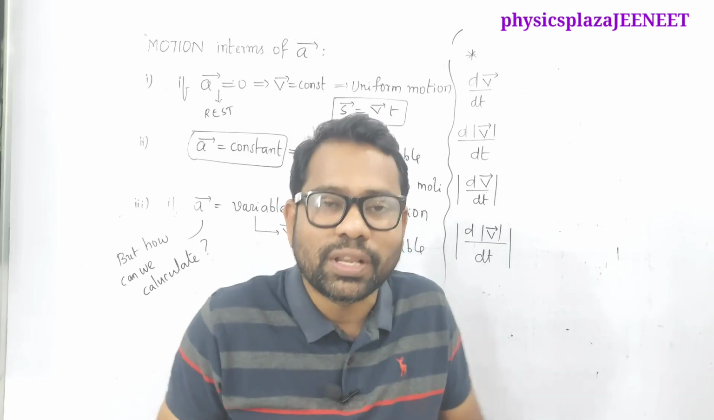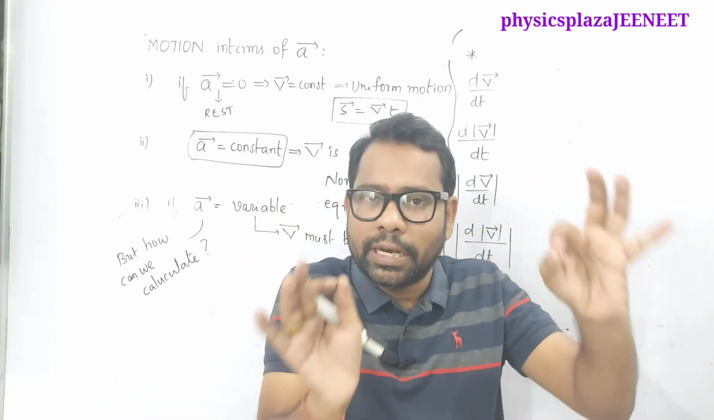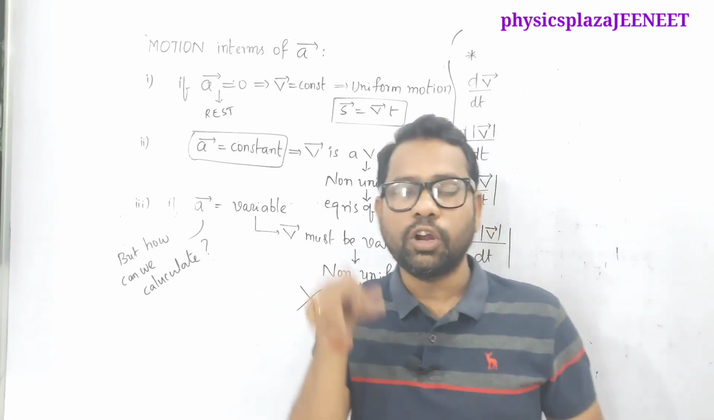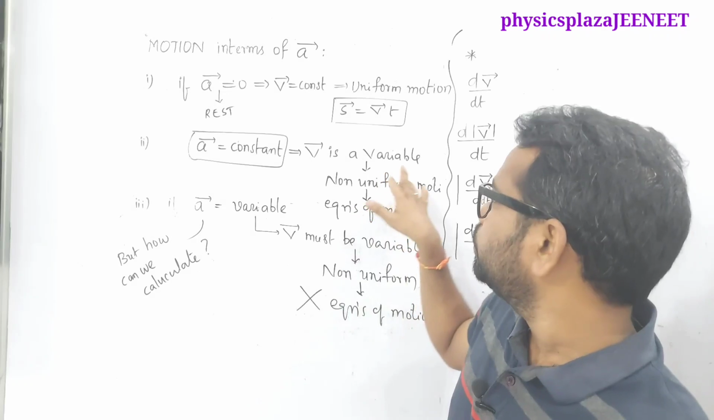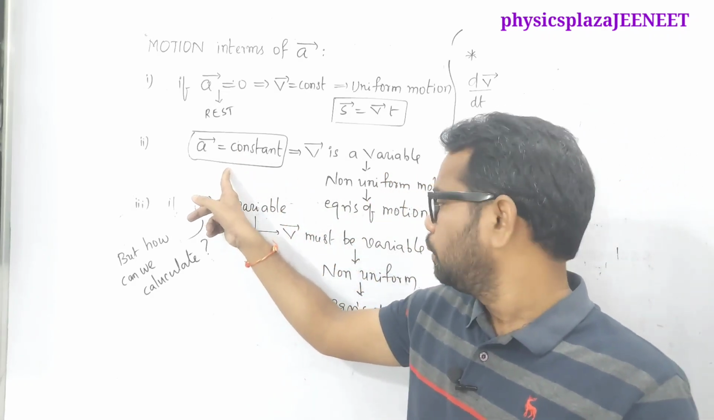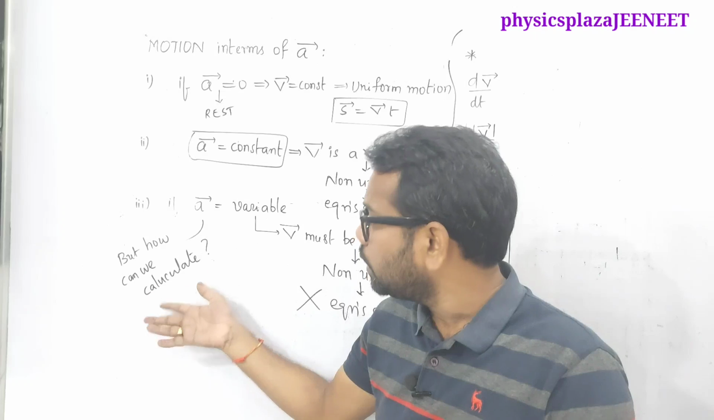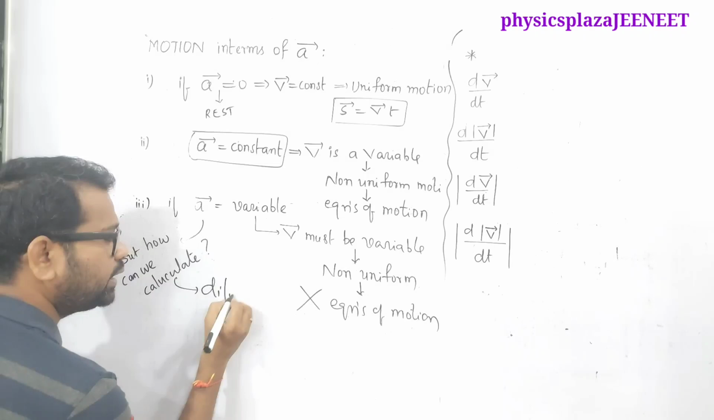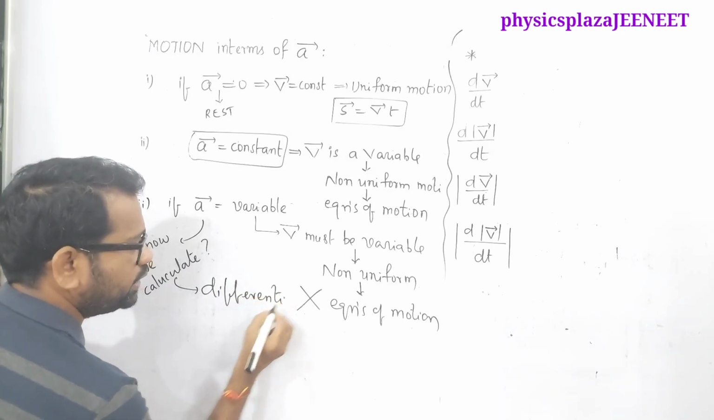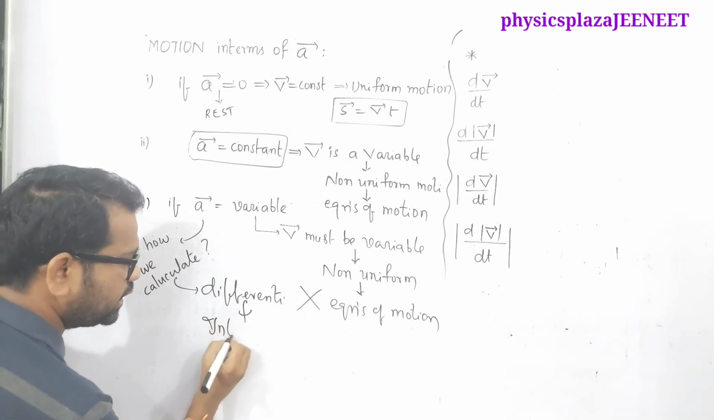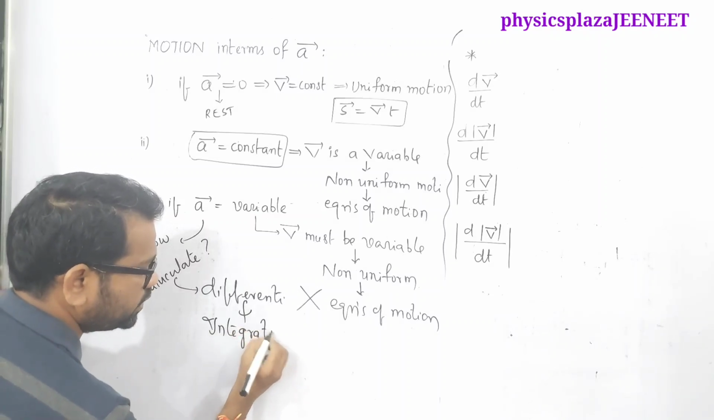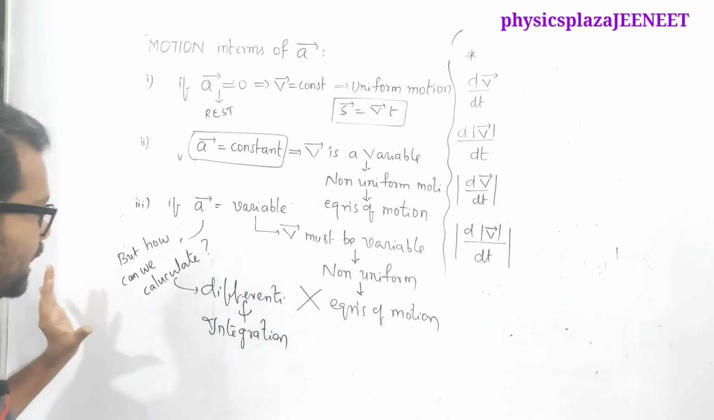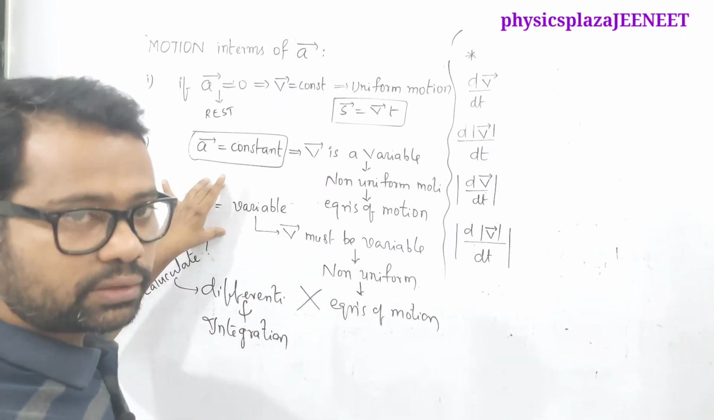Sir, why can't we use them? Because equations of motion are derived only for an object moving with a uniform acceleration. Here acceleration is variable, so equations of motion are not valid. With equations of motion we can calculate acceleration, but here how can we calculate the acceleration, children? Here we use the concept of differentiation and even integration also. By using the concept of differentiation and integration, we can calculate the acceleration as it is a variable.